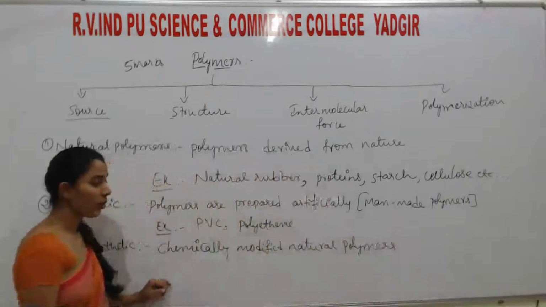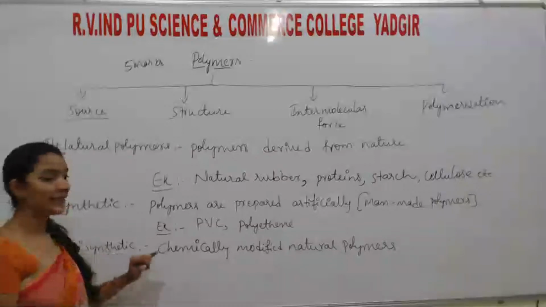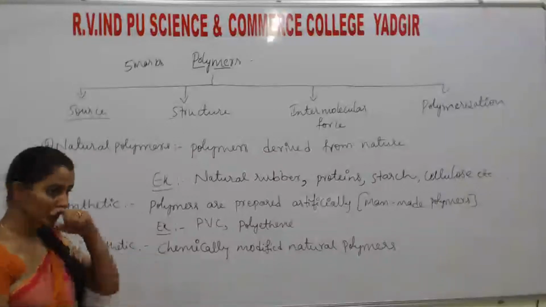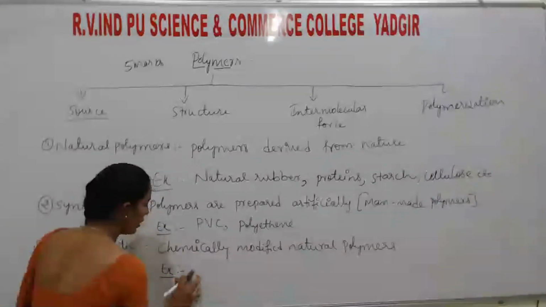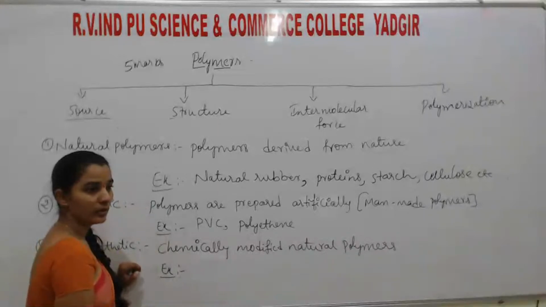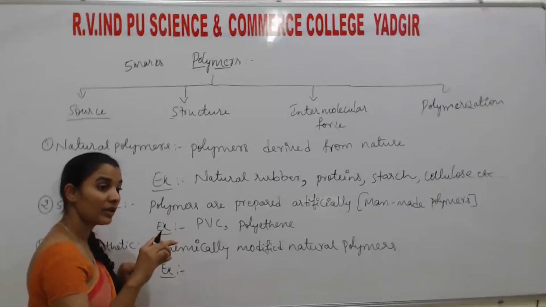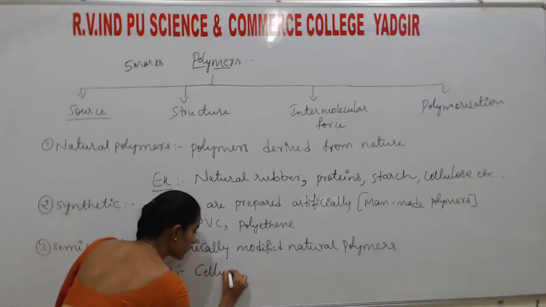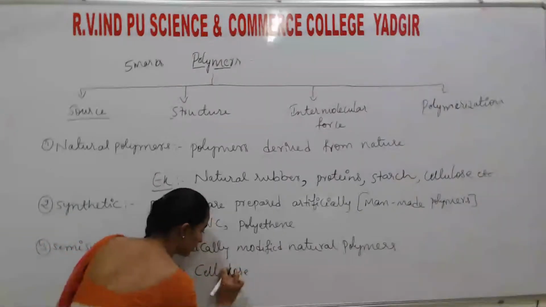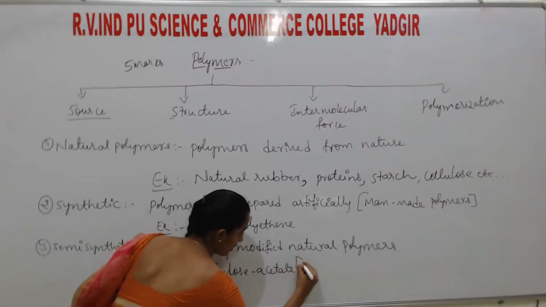Okay, chemically modified natural polymers are called semi-synthetic polymers. Understand? So students, here the example is rayon cloth. Silk is there, cotton is there, nylon is there. Similarly, rayon is also there. Rayon is cellulose acetate. Cellulose acetate is called rayon.